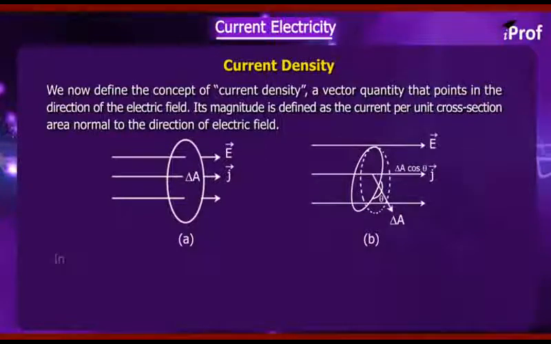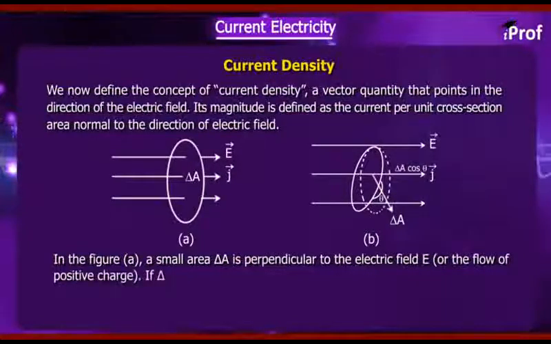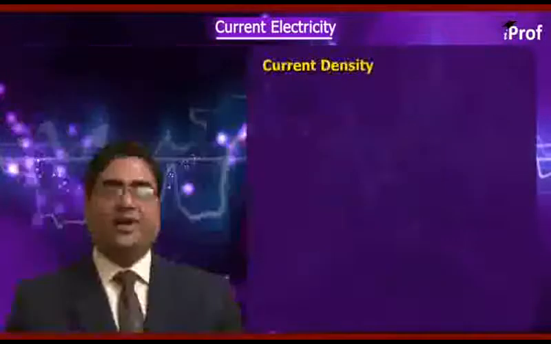In the figure, a small area delta A is perpendicular to the electric field E, or the flow of positive charge. If delta I be the current through this area delta A, then the average current density is J equals delta I upon delta A.